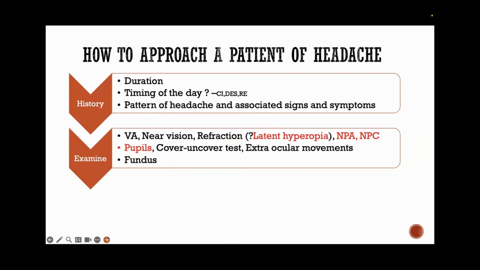Then secondly, next you will go on to the examination of the pupils. Any optic nerve pathology, you will definitely be able to see pupillary response changes. Then go for a cover and cover test, look at the extraocular movements, and lastly finish off by looking at the fundus. In the fundus, if you feel disc edema is there, you found the cause of your headaches.